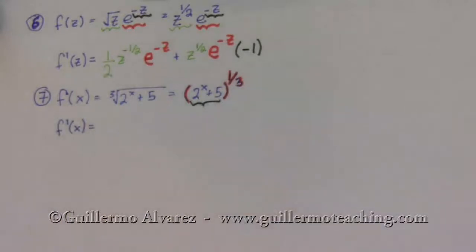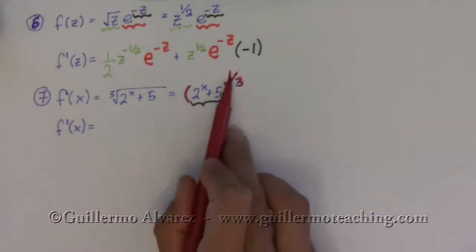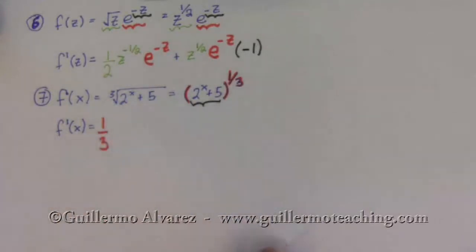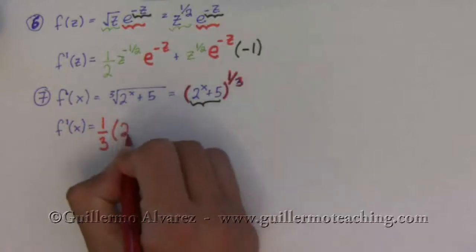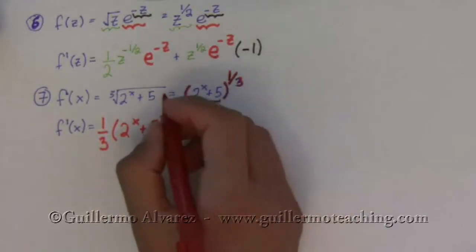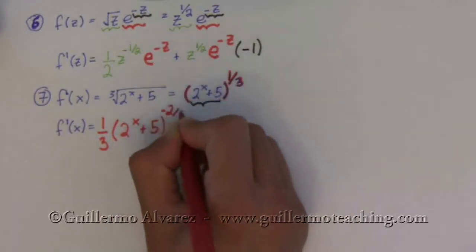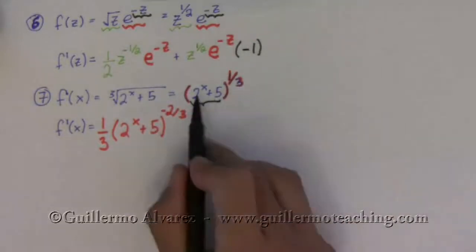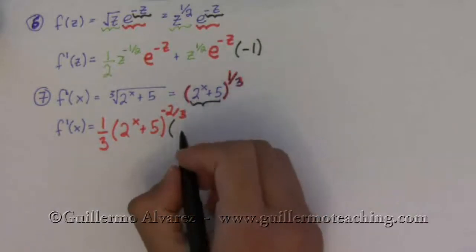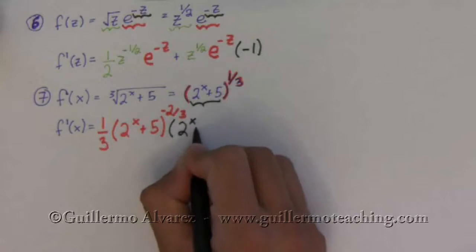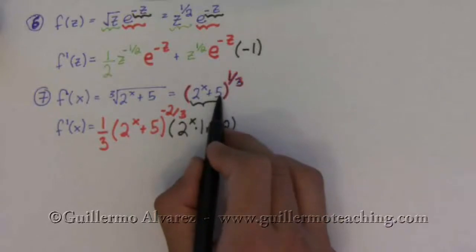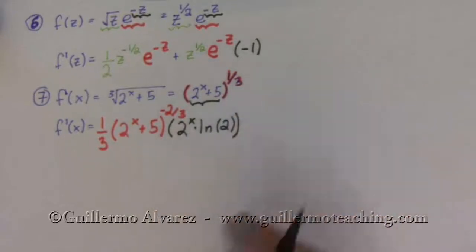So we're going to have first the derivative of the outside here in red, so we have to use the power rule. So we're going to bring the 1/3 down, leave the inside alone, and subtract 1. Well, 1/3 minus 1 is -2/3. And then times the derivative of the inside. So the derivative of the inside, the derivative of 2 to the x, remember, is just itself, times natural log of 2, plus the derivative of 5 is just 0, so we leave that one alone. And that's it.